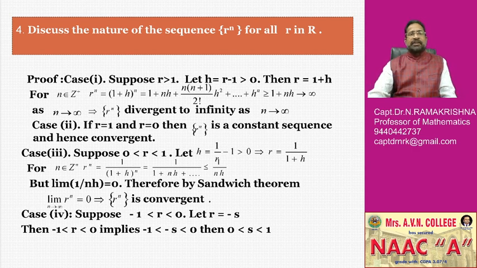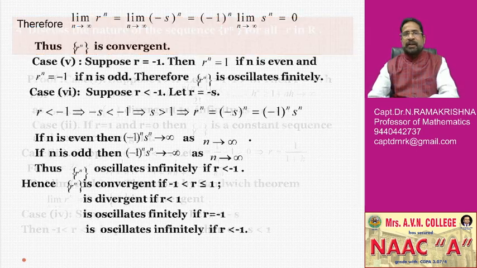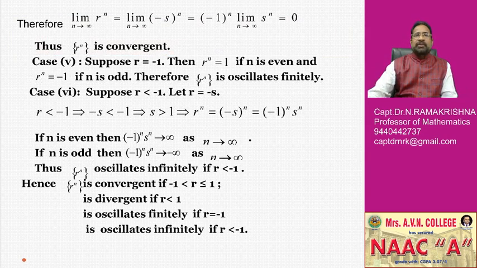Now go for case 4. Suppose r lies between minus 1 and 0. That is, r is equal to minus s. Then minus 1 is less than r less than 0 implies minus 1 is less than minus s less than 0. Then multiplying this inequality by minus, you will get 0 less than s less than 1. Already we discussed this in case 3.